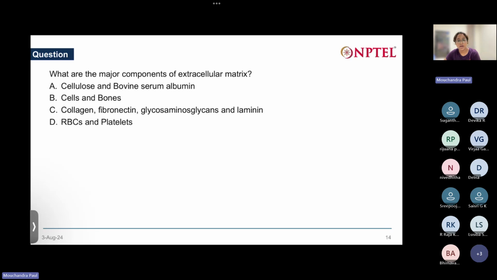Now, which are the major components of ECM? Again, a very simple question based on the discussions we already had. Option C. Yes, it's correct. It's option C. Again, I don't need to go into much detail. It's pretty self-explanatory.